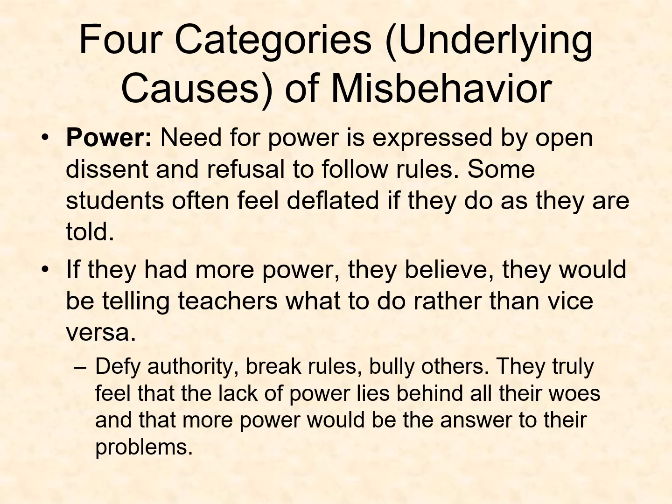A second category they describe is power, a need for power, and it's expressed by students as dissent and refusal to follow rules and guidelines offered by teachers. These students seem to feel that if they had more power, they would be telling teachers what to do rather than vice versa. So we find this acted out when students are defying authority, they're breaking rules, when students bully others. They feel that their trouble lies in the fact that they just don't have enough power.